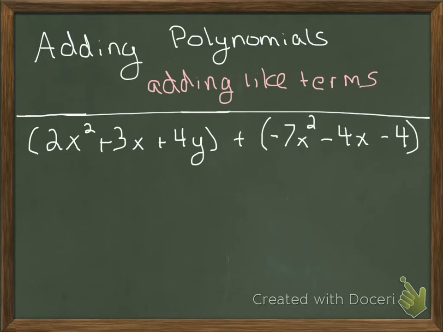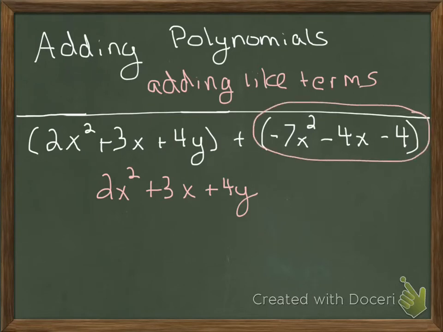Okay? Now, we can do this by just looking at them, and a lot of you are going to be able to just look at them, but a really good way to help you with this is to line them up one on top of the other. So I'm going to do it that way so that everybody can see it. 2x squared plus 3x plus 4y. It comes first, so I'm putting it on top. Now I'm going to take the terms from my second polynomial and line them up underneath the like terms of the first polynomial. So first I've got my negative 7x squared. Well, I'm going to line it up under my 2x squared. So negative 7x squared, because those are like terms.